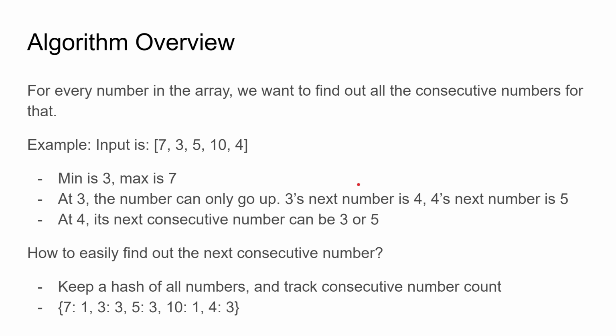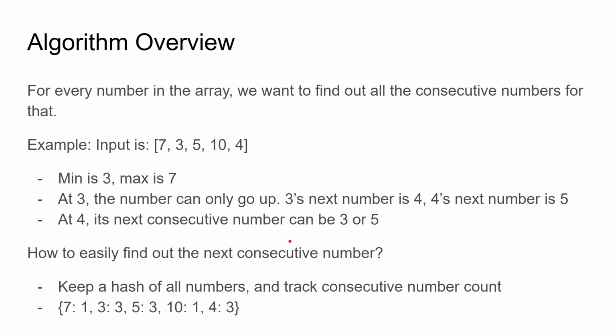But now I'll give an overview. For every number in the array, it wants to find all the consecutive numbers for that. For example, when the input is 7, 3, 5, 10, 4, the minimum is 3, and the maximum is 10. At 3, the number can only go up. 3's next number is 4, and 4's next number is 5. At 4, its next consecutive number can be 3 or 5, because they're both only 1 away from 4.